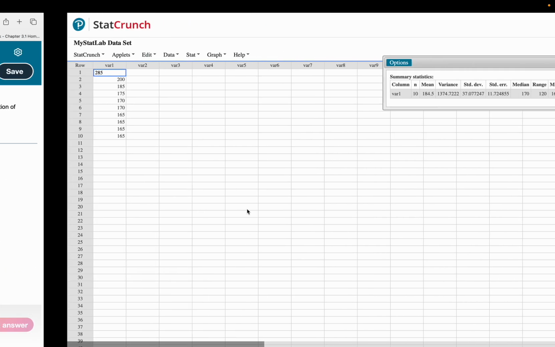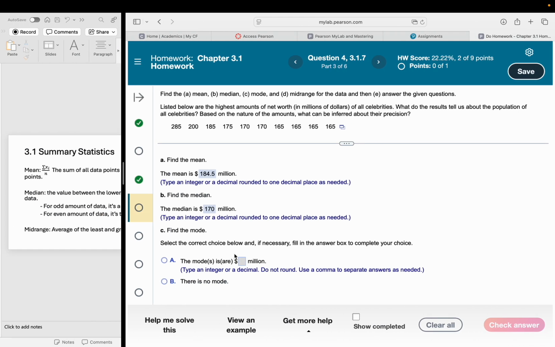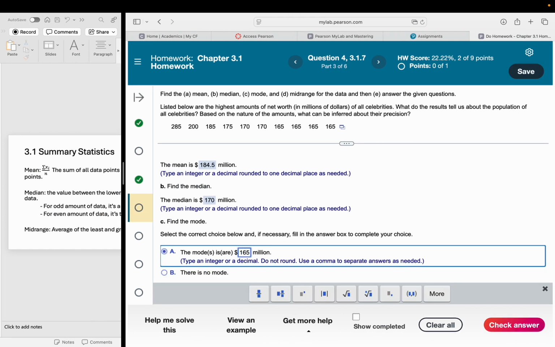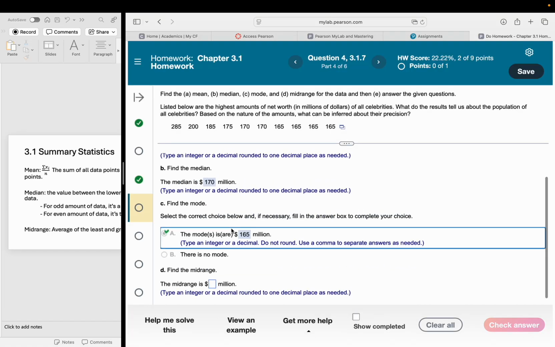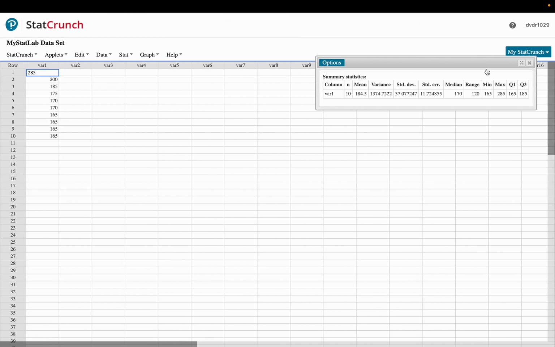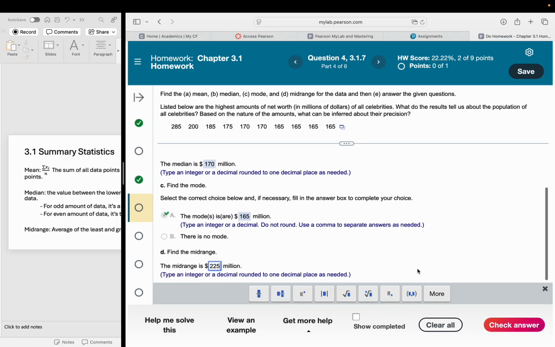The mode, let's see, do I have repetition this time? Looks like I've got 4 165s, so it looks like 165 would be my mode because it appeared 4 times, which is the most out of any of them. The mid-range, the average of the lowest and highest. Here we go. I have the min and the max right there, so 165 plus 285 divided by 2 is 225. So I've got 225 as my mid-range.